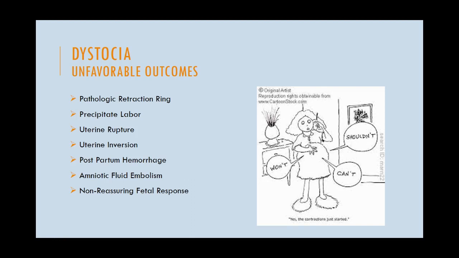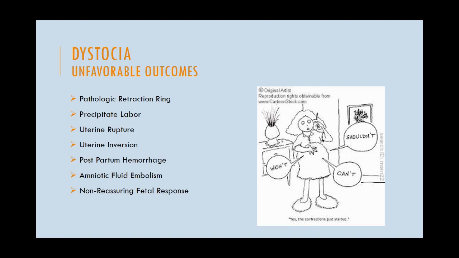Uterine rupture is a possibility if we can't get those hypertonic contractions taken care of. Remember, if we have too much pressure inside the uterus, then we put moms at risk for uterine rupture. Really bad thing. We don't want that to happen. Same thing with uterine inversion. Uterine inversion means basically that the uterus just turns inside out. And this can also happen when the contractions have some hypertonic characteristics.